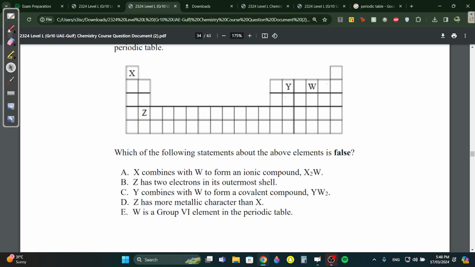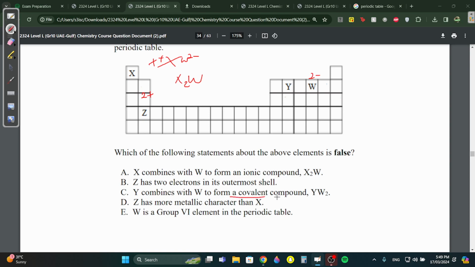Alright, let's do this. X combines with W to form an ionic compound, X2W. Okay, X is obviously hydrogen, yeah? Well, you don't need to know that. But X is in group 1, okay? So X is going to be plus. And then W is group 6, so that means it's 2 minus, yeah? Cross cross, you're going to get X2W. Z has 2 electrons in its outermost shell. Z is in group 2, so it definitely has 2 electrons.